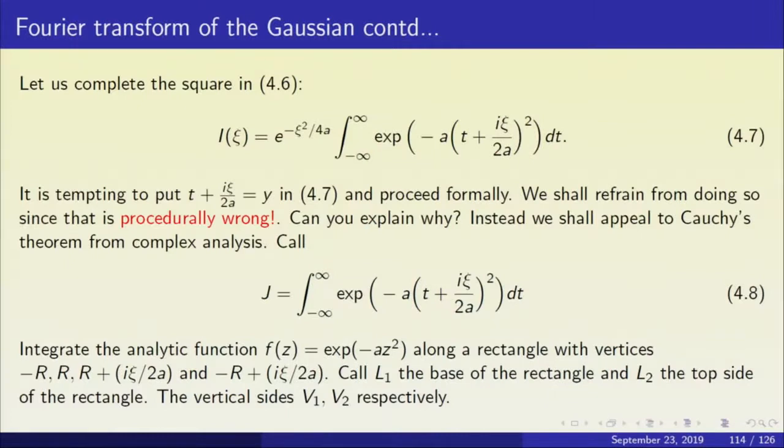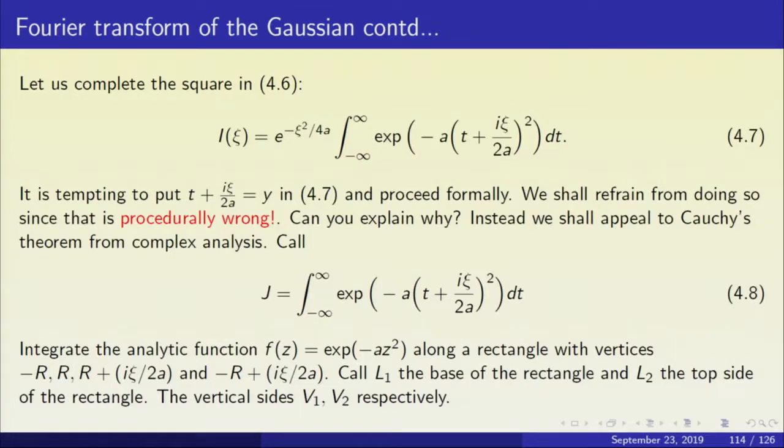We shall apply Cauchy's theorem from complex analysis. So let us call this integral that you are trying to calculate, in 4.7, the integral minus infinity to infinity exponential of minus a into t plus i chi by 2a the whole square dt, J. Now look at the analytic function f of z equal to e to the power minus az squared. This function is analytic in the entire complex plane.